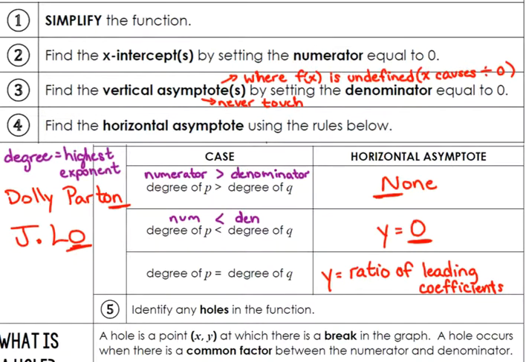So what do I mean by that? Simple case scenario, let's say on the top we have 3x cubed as the highest powered exponent. On the bottom we have 4x cubed. So the leading coefficients there are 3 and 4, so that one would be y equals 3 over 4.